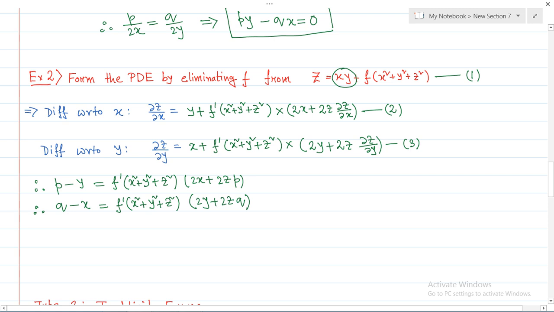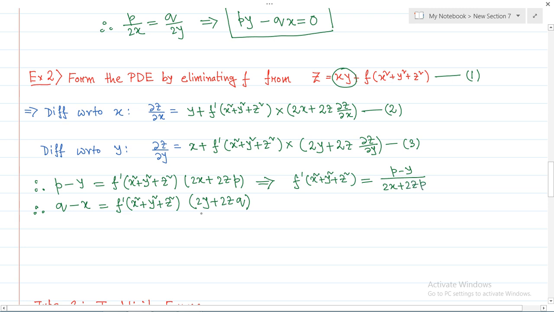Now how to eliminate this f dashed function? Obviously now it is in front of you. So from the first one you can write down f dashed of x square plus y square plus z square equals p minus y by 2x plus 2zp. So from here we can write f dashed of x square plus y square plus z square equals p minus y upon 2x plus 2zp.